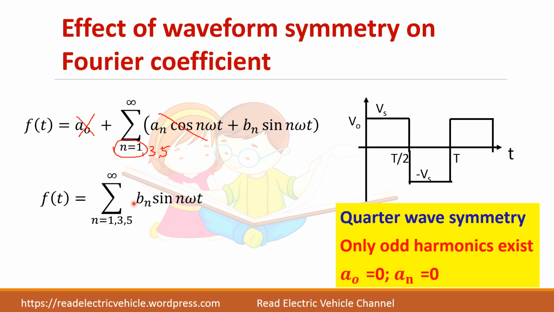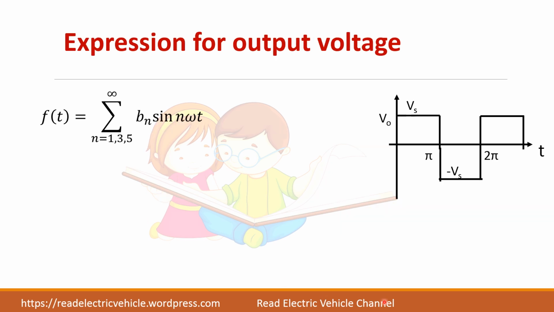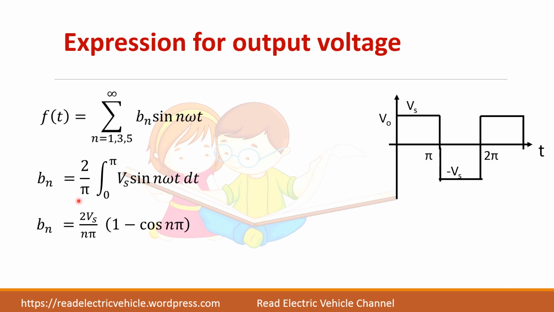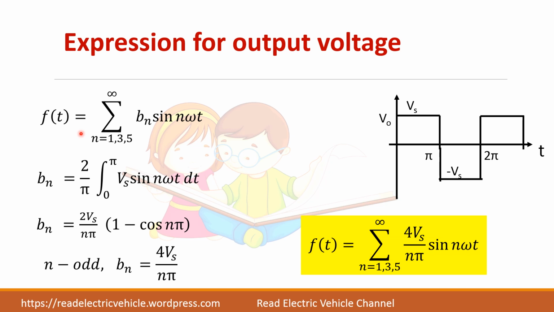Now we have to find what this bn is. So f of t is equal to bn; substitute the bn formula, and here the limits are pi and 2 pi. Substitute it, and you will get bn is equal to 4 Vs by n pi. So f of t you will get 4 Vs by n pi into sin n omega t. In most of the books they directly give this equation.